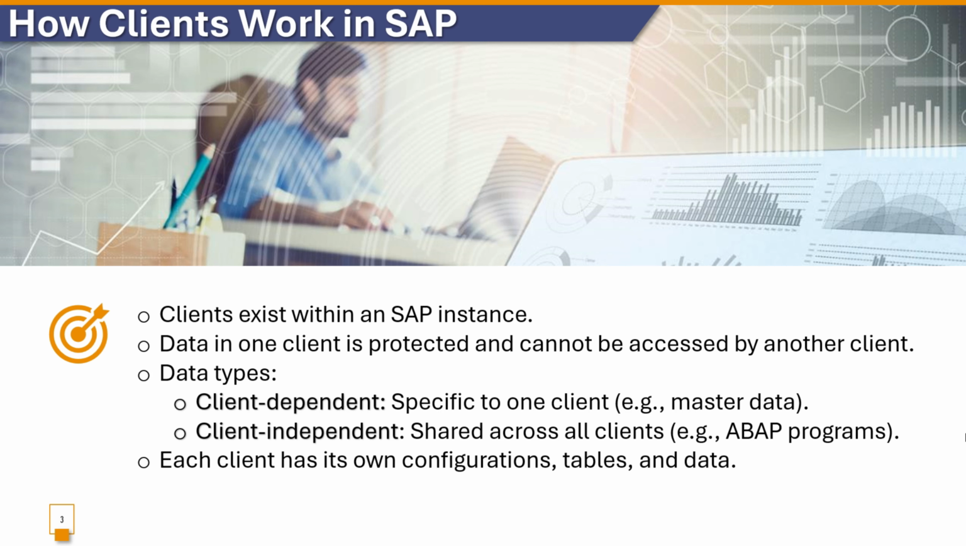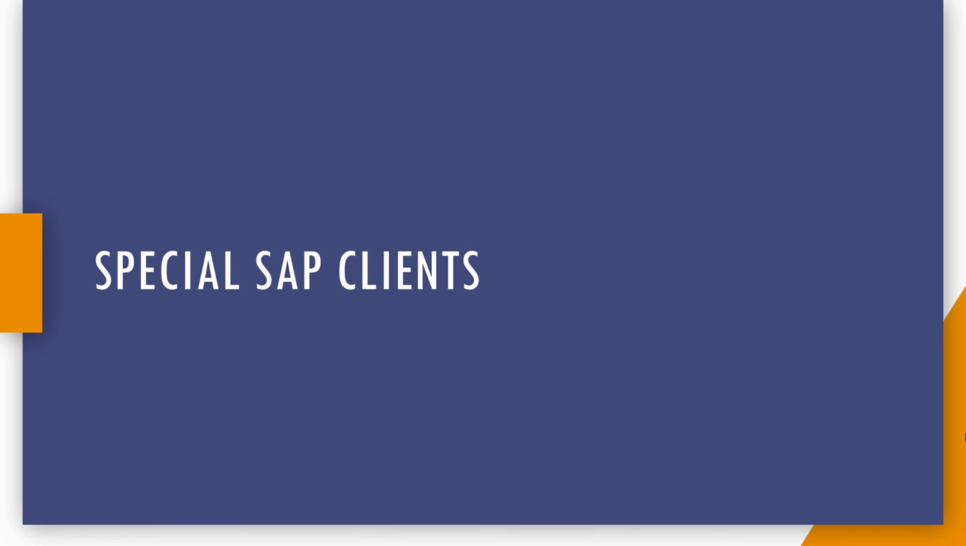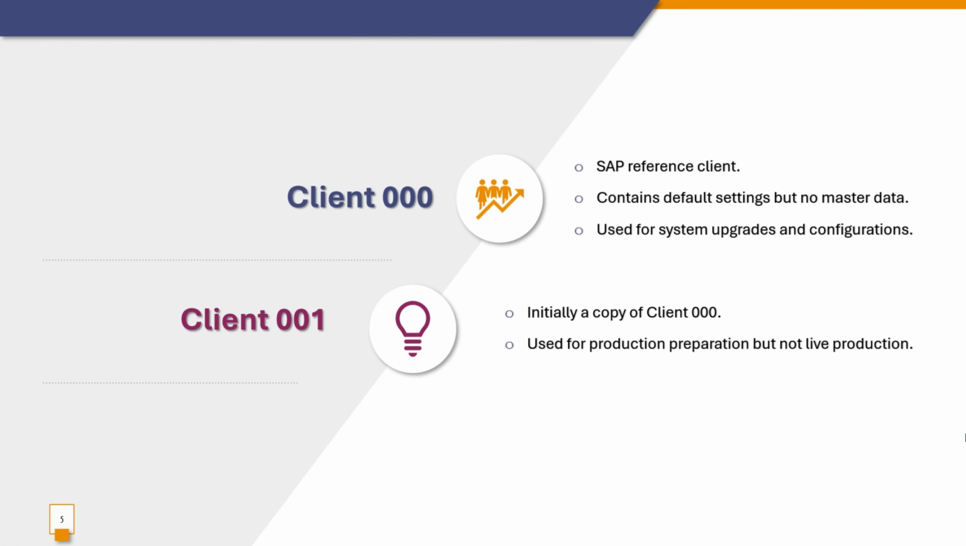Now let's talk about the special SAP clients. When you purchase SAP, it comes with some predefined special clients that play a crucial role. SAP delivers two clients, client 000 and client 001, among others. Client 000 is the SAP reference client. It contains the default settings but no master data.